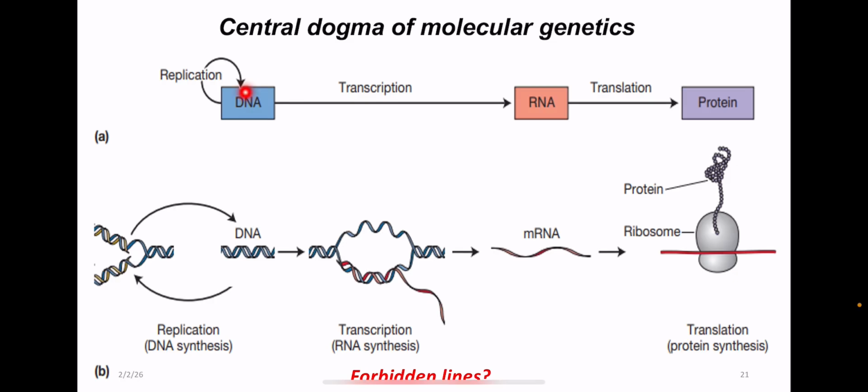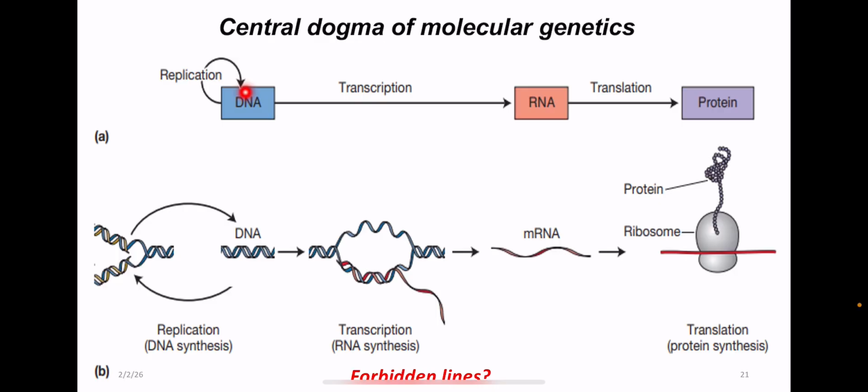Okay, let's look at the central dogma of molecular genetics as well. This is not really a big deal. Central dogma is just three processes, from DNA replication to protein synthesis. So DNA replication, transcription and translation, these three come together to make what we call the central dogma of molecular genetics.